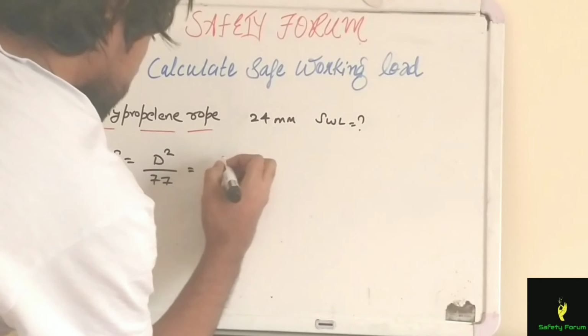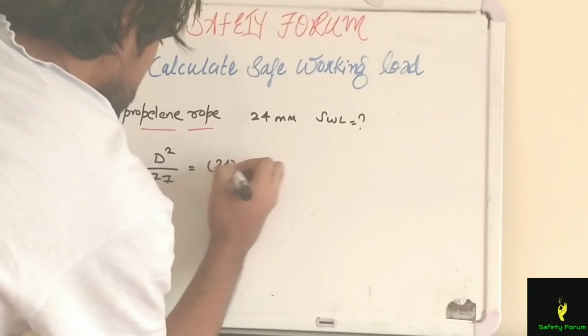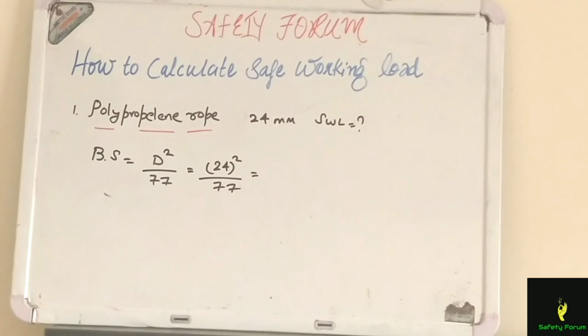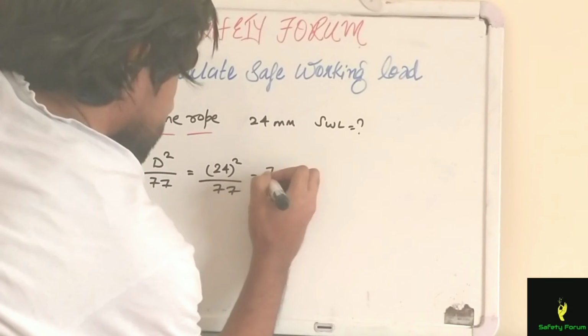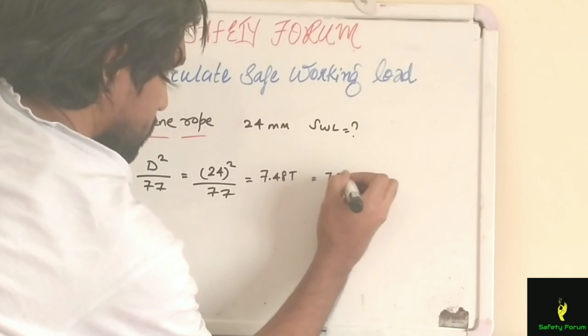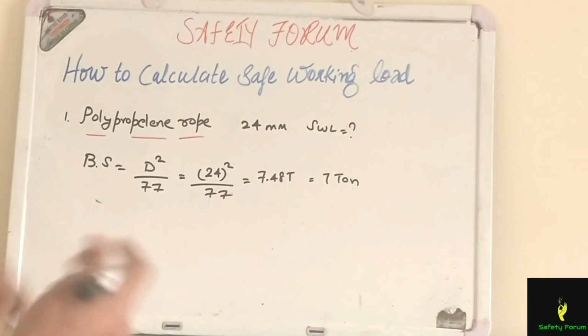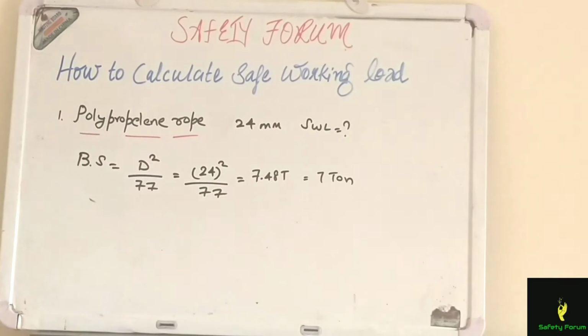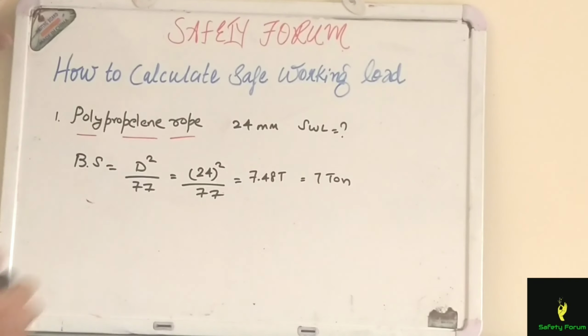So let us see the same example, 24 mm. We will be seeing the polypropylene rope, how to calculate it. It will be 24 whole square divided by 77. It will be 7.48 tons. So we will round it off to 7 tons because it is 0.48. So we will be rounding off to 7 tons.